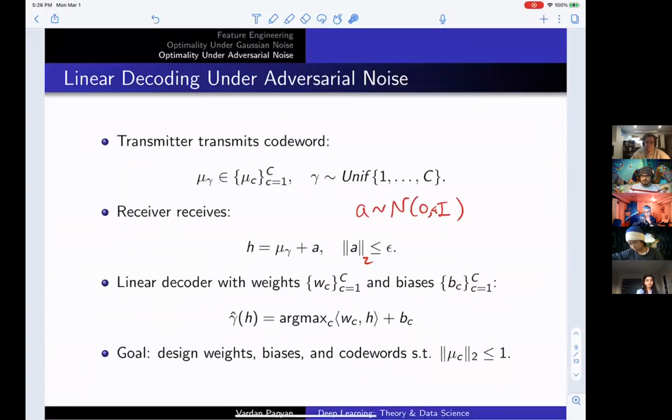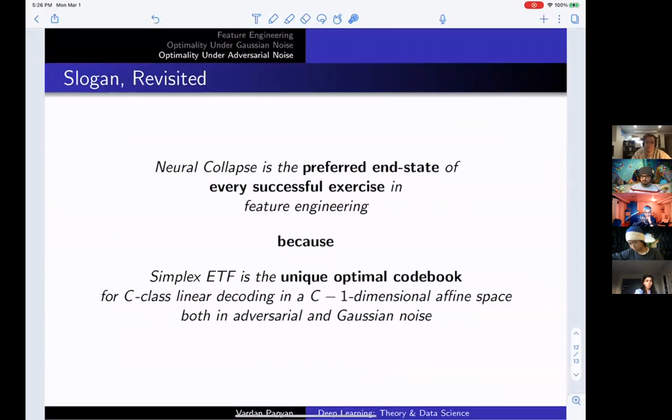So what this implies is that the reason neural collapse is the preferred end state of feature engineering is because the simplex ETF is the optimal configuration in terms of adversarial and Gaussian noise. It is the optimal thing you can do.